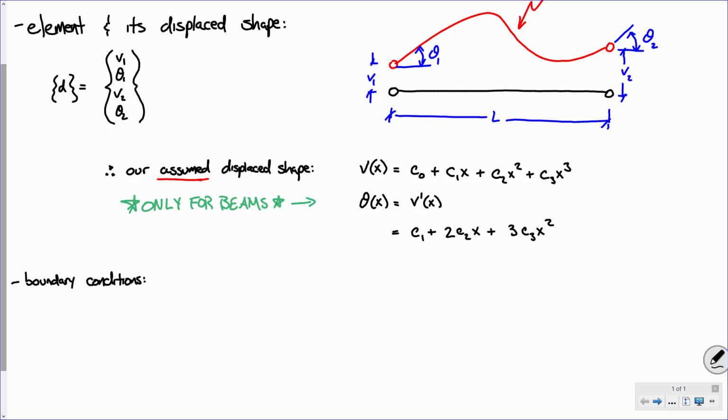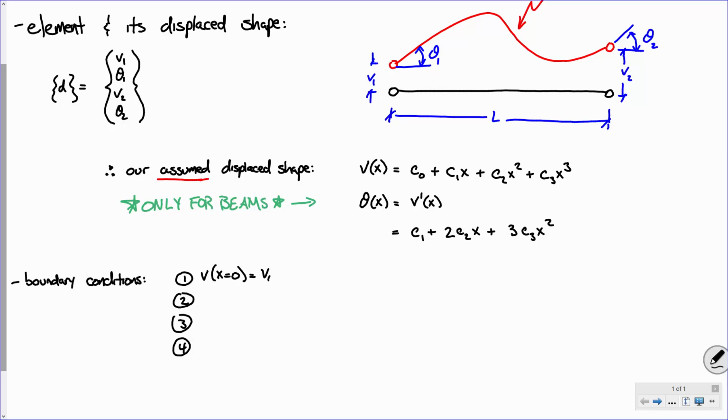First off, let's just list them. Let's see if we know what they are. So we've got 4 boundary conditions. I'll start us off with the first one. Can somebody tell me what this is going to be? V1. There you go. Exactly. We know that the displacement at x equals 0 better be V1, right?